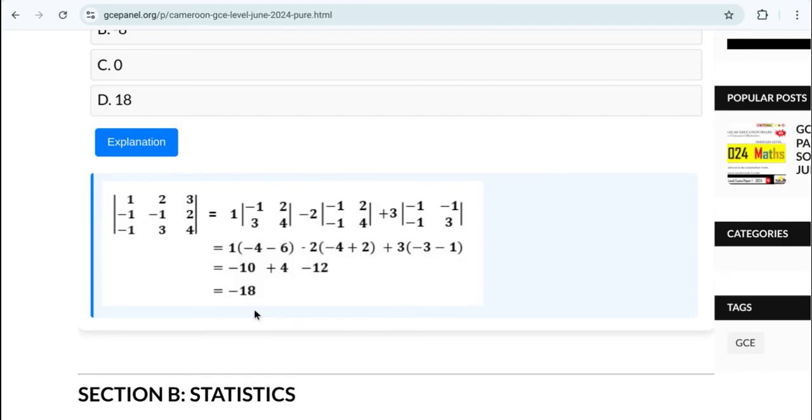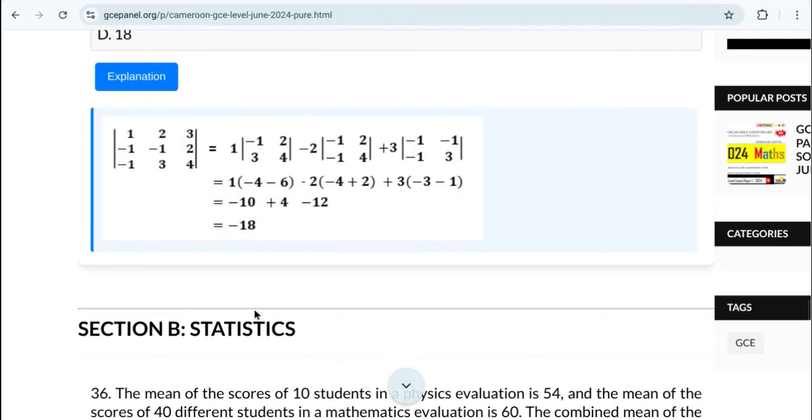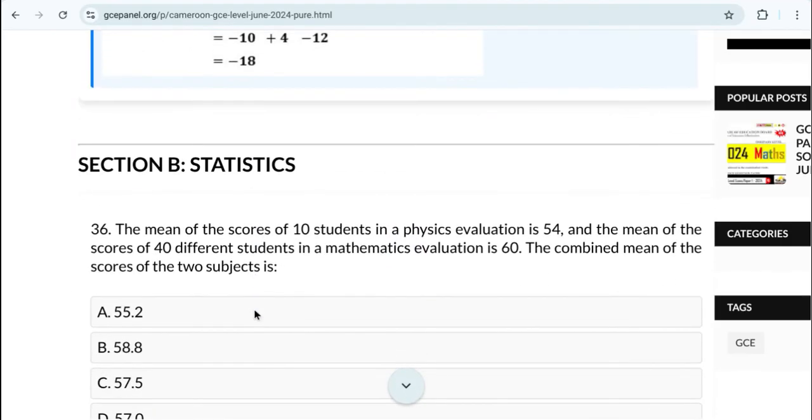So now let's move to the statistics section with 15 questions where we'll end. The mean of scores of 10 students in a physics evaluation is 54, and the mean of scores of 40 different students in a mathematics evaluation is 60.